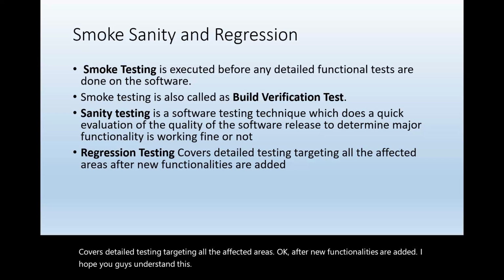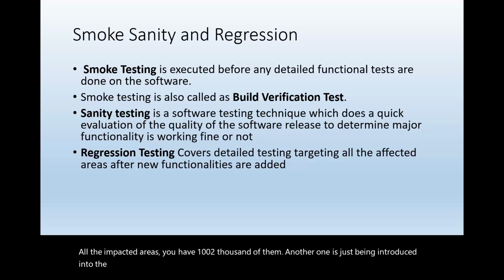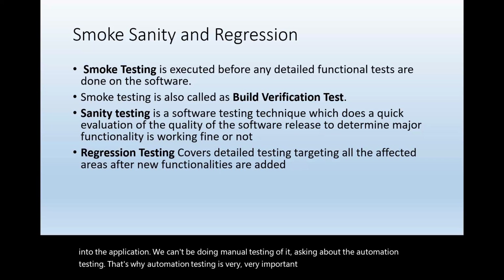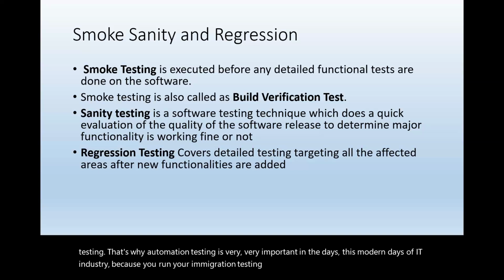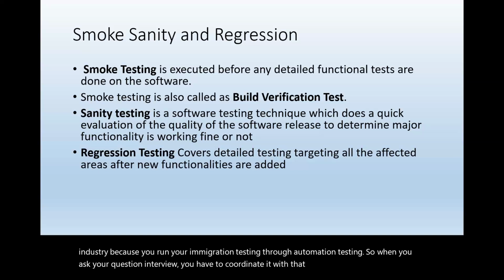All the impacted areas, you have 1,000, 2,000 of them. Another one is just being introduced into the application. You can't be doing manual testing of it. That is where automation testing came about. That's why automation testing is very, very important in these modern days of the IT industry, because you run your regression testing through automation testing. So when you answer your question in an interview, you have to correlate regression with automation testing.